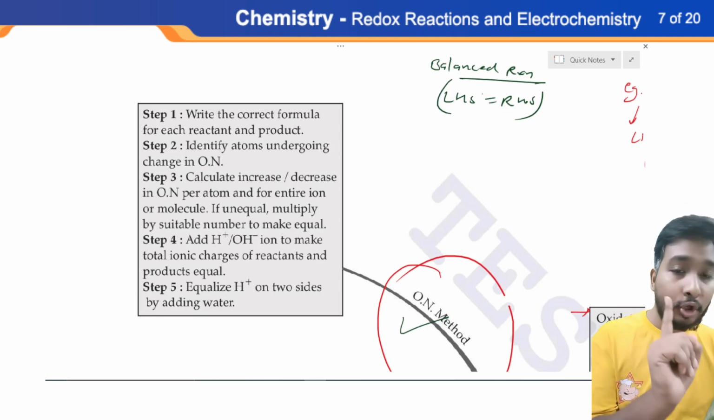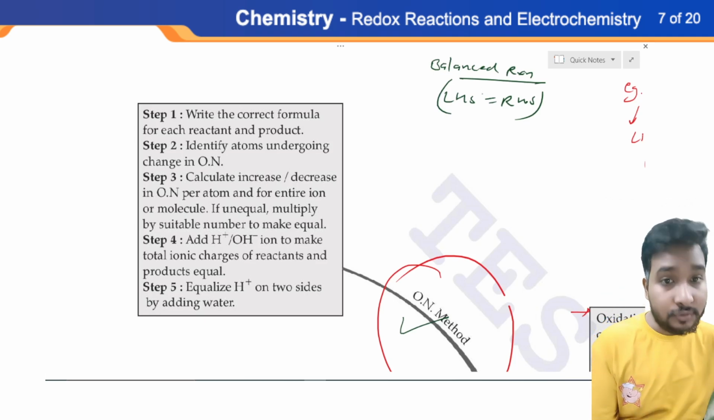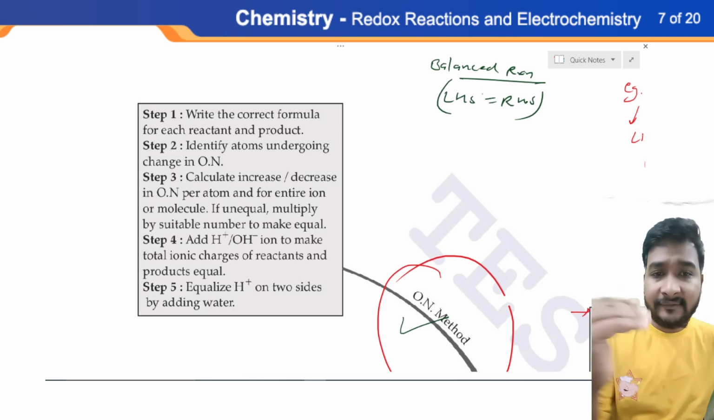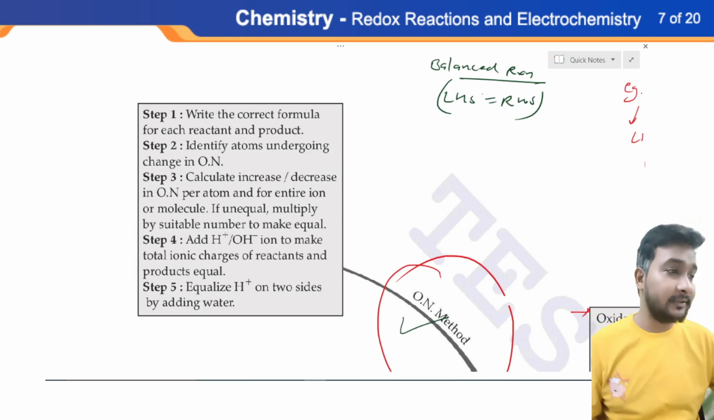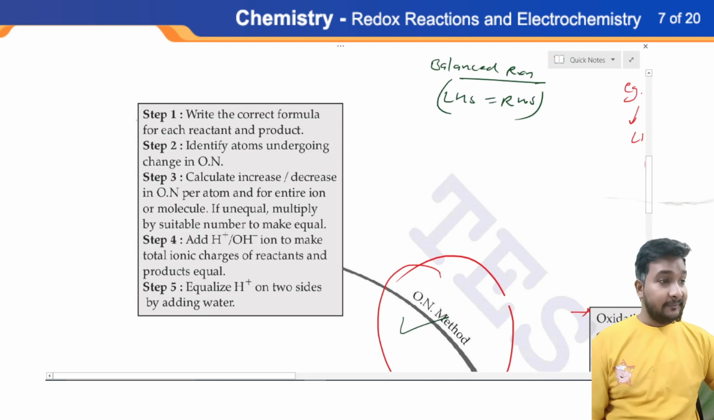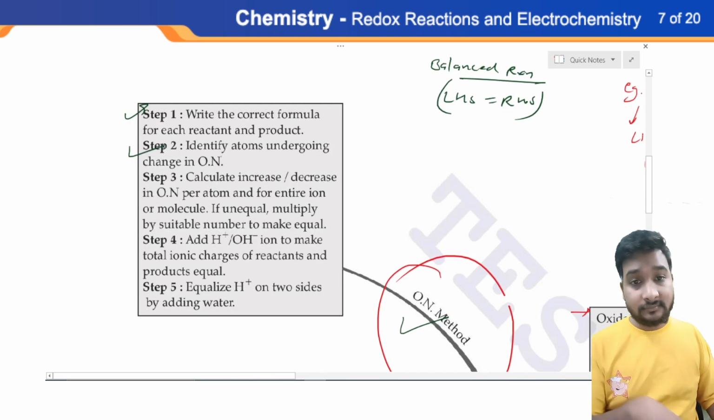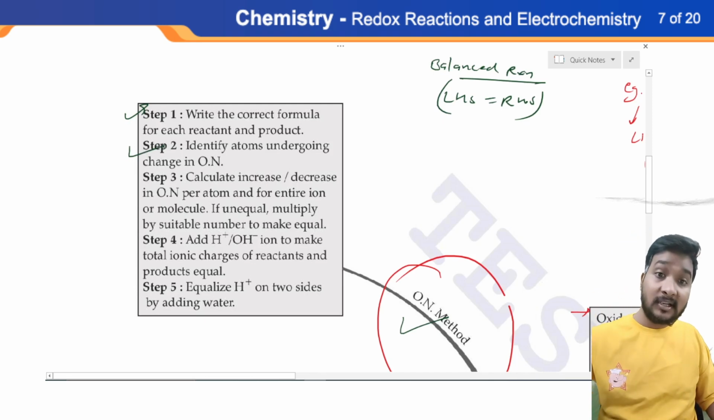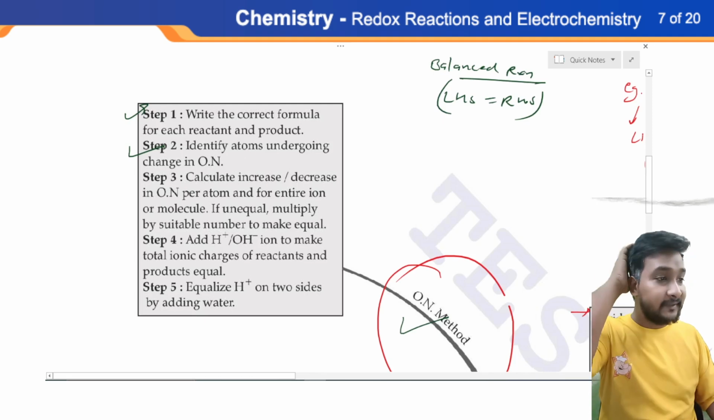The first method is the oxidation number method, and in this method we can use several steps to solve any unbalanced reaction. Step 1, write the correct formula of each reactant and product, very important. Step 2, identify atoms undergoing change in oxidation state. 0 is converting into minus 1, plus 1, plus 5, plus 4, this is the change. We have to observe that.